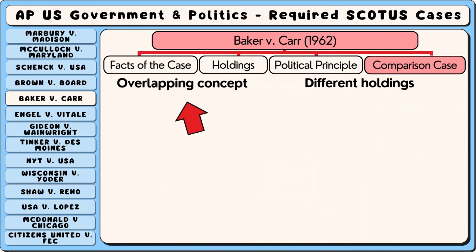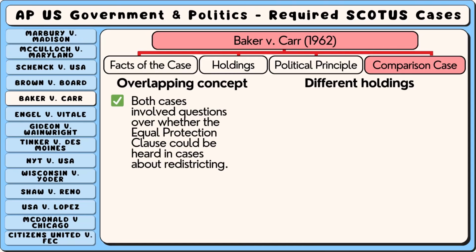Now let's identify the overlapping concept between Rucho versus Common Cause and Baker versus Carr. Both cases involved questions over whether the Equal Protection Clause could be heard in cases about districting. Now let's compare the holdings of the two cases.